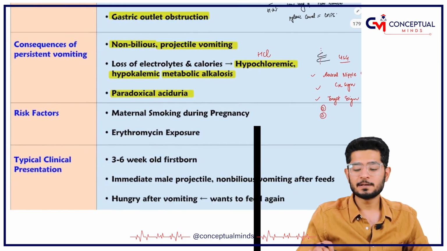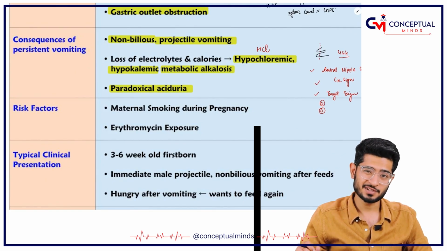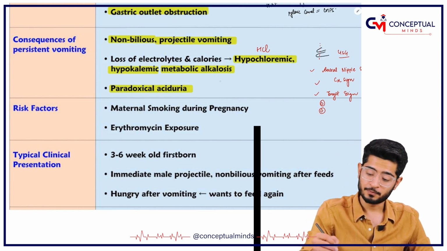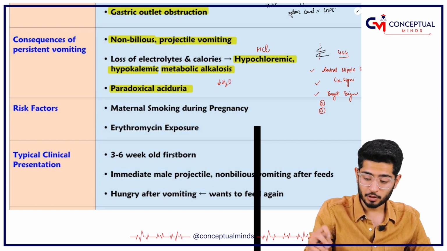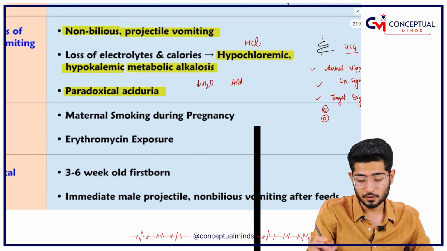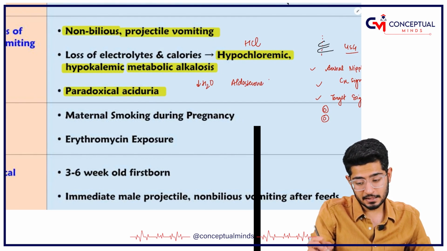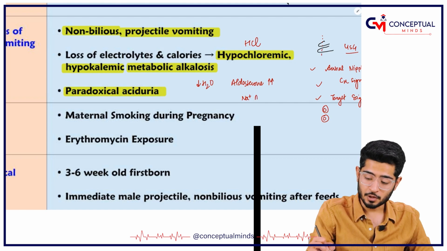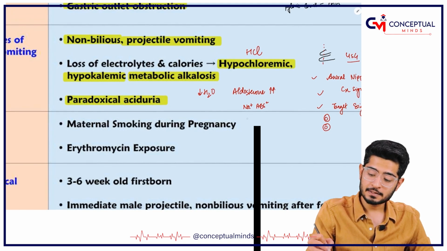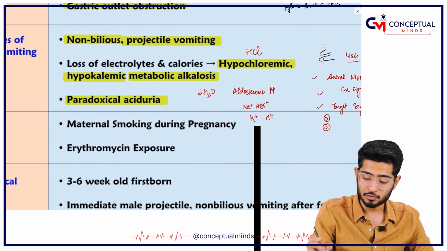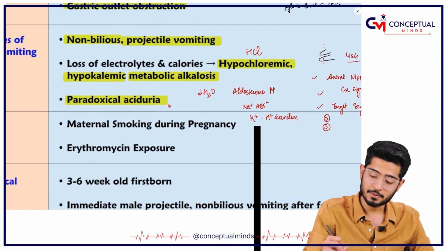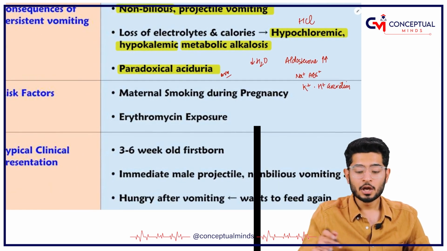Why? Because in congenital hypertrophic pyloric stenosis, what is going to happen? There is going to be a decrease in the amount of water. Since there is decrease in water, there will be release of aldosterone. Increased aldosterone secretion causes sodium absorption, and there is something called potassium and hydrogen excretion. Since the potassium and hydrogen have to be excreted, this is paradoxical aciduria.